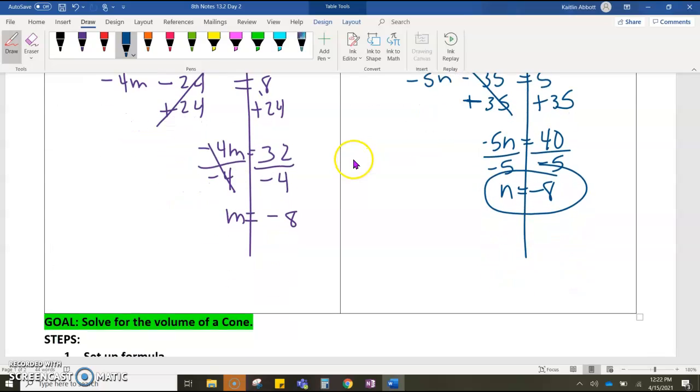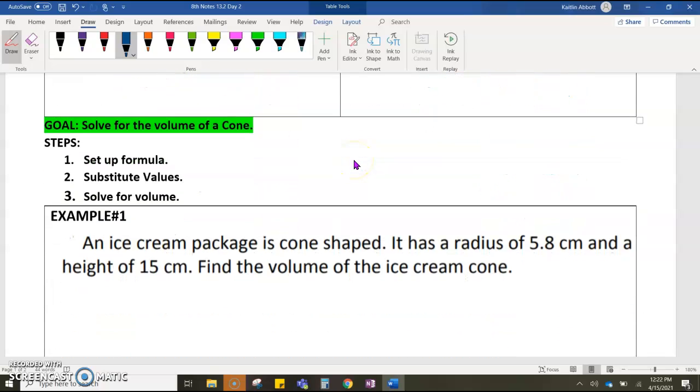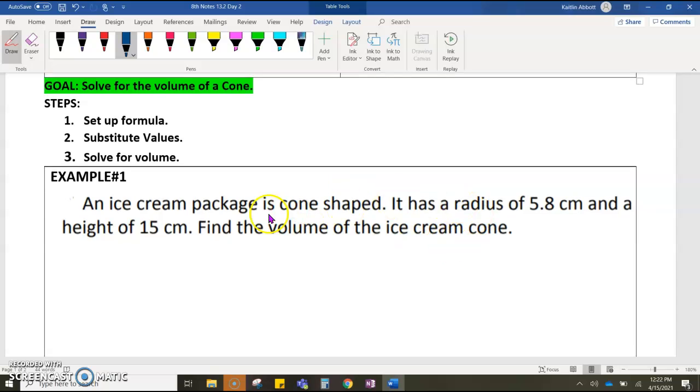Okay, so today's lesson, we're still finding the volume of a cone. We're just having some word problems today. Same thing, nothing is changing since our last class. So remember the formula? Volume equals 1/3 pi r squared times height. And remember, this is the same thing as a cylinder. We're just going to divide it by 3 afterwards.